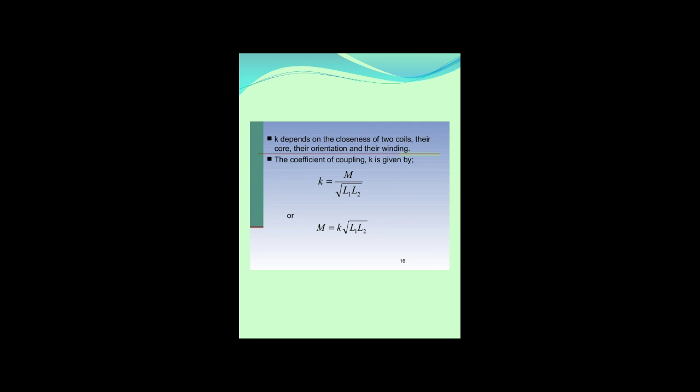So the coefficient of coupling K is given by K is equal to M divided by the root of L1 L2, or M is equal to K times the square root of L1 L2.